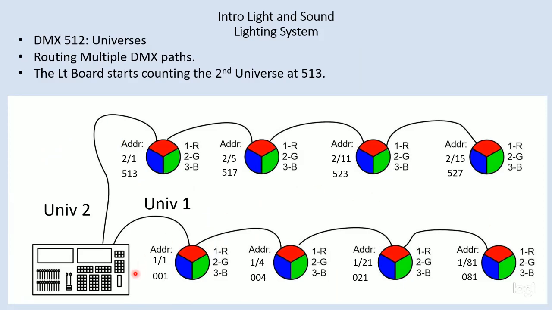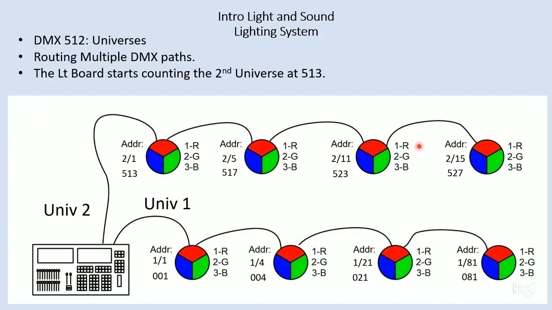So let's go back and look at our universe. So we looked at the patching for universe 1. But what happens if we have fixtures in multiple locations, or we run out of addresses, or we've exceeded the number of devices that we can put? So lighting manufacturers have built in the idea that we can have multiple DMX universes. So I can have universe 1, which we've talked about. So start address of 1, start address of 4, start address of 21, start address of 81, and these fixtures are now daisy chained together.